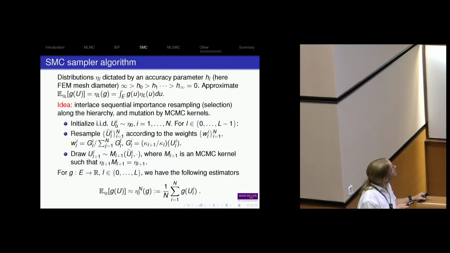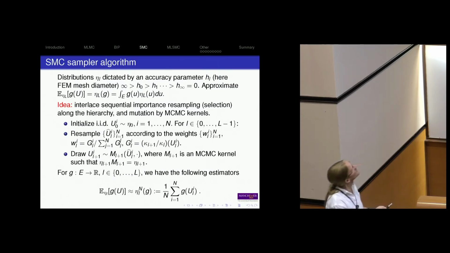So we approximate. Lost my big pointer. I like this pointer because you can always see it from the back of the room. It's got this nice big thing, but then it runs out of batteries quickly. So, all right, I think maybe it's still going for now.